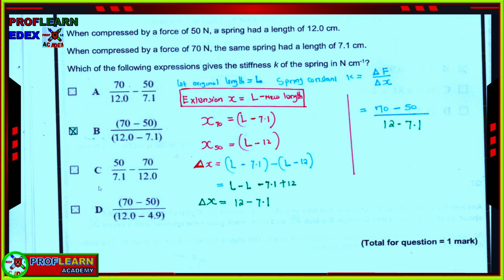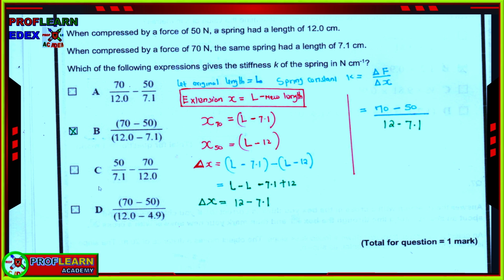Now, when compressed by a force of 50 newtons, a spring had a length of 12 centimeters. When compressed by a force of 70 newtons, the same spring had a length of 7.1 centimeters. Which of the following expressions gives the stiffness K of the spring in newton per centimeter? Let the original length be L. That's how I started by looking at that question.